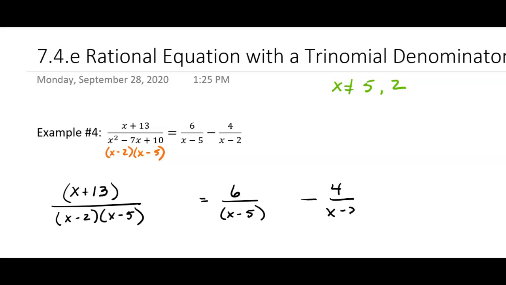I forgot to write down the LCD. Okay, well, we can do that right now. What's the LCD? It's going to be x minus 2 times x minus 5. That's the LCD. So everything gets multiplied times the LCD. X minus 2 times x minus 5 there, and then here.